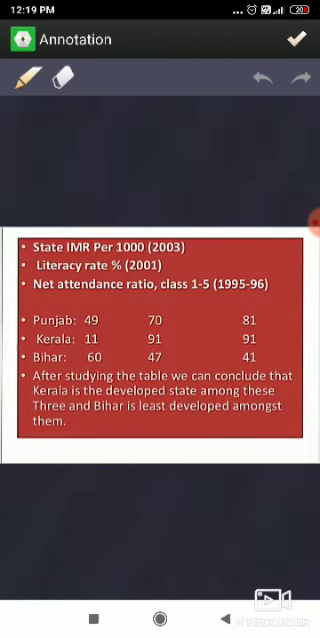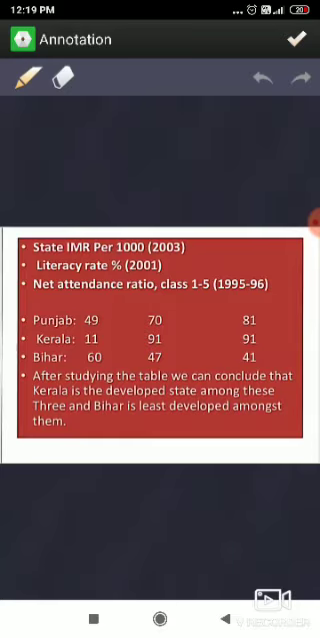Now state, IMR per 1000 in 2003, literacy rate 2001, net attendance ratio. Means except income we have more aspects while comparing the states. These are IMR, infant mortality rate, which is the rate of death of children aged 0 to 1 years. Of that group, in the total live births, how many children die, this is called IMR, infant mortality rate. Keep in your mind, IMR is calculated for 0 to 1 year.